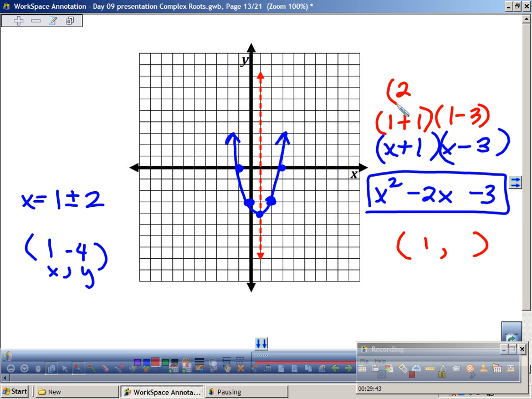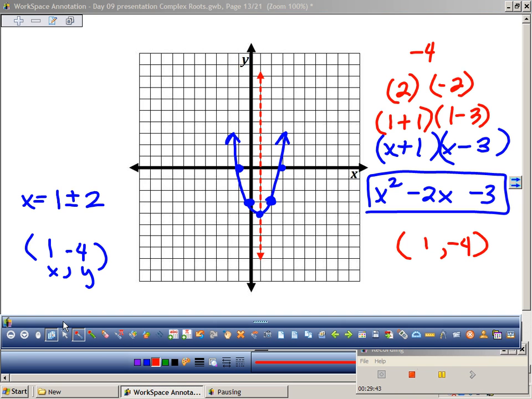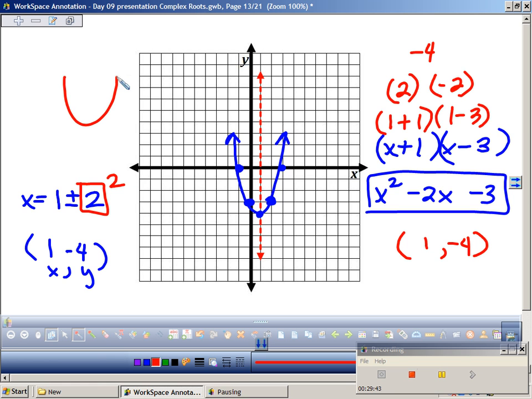And I would get 2, and 1 minus 3 is negative 2, which is negative 4, which is exactly what we have, negative 4. Yes, Philip? I squared that number. That's it. It's negative because it's a graph that's going like this, right? If it was a graph going like this, it would be positive.